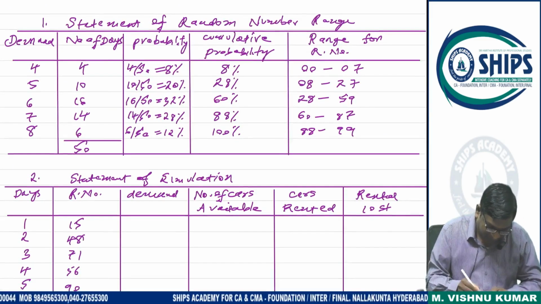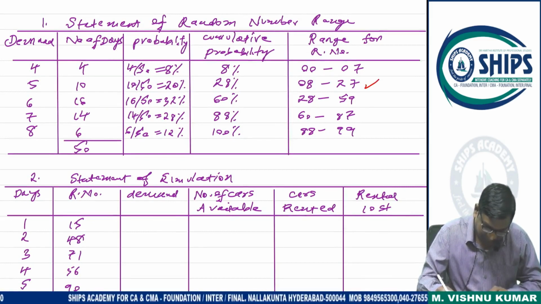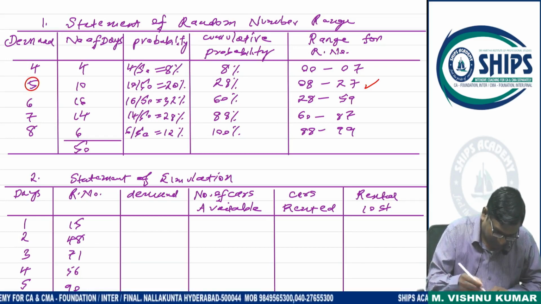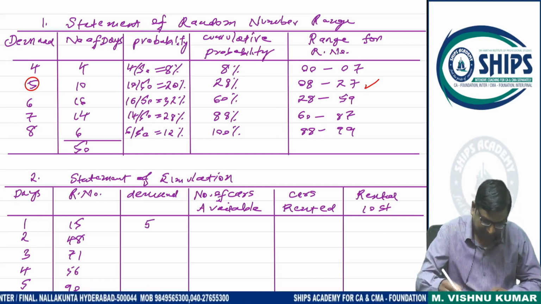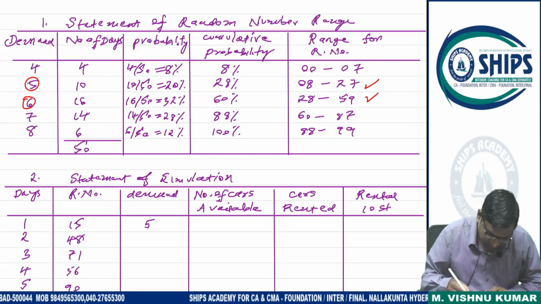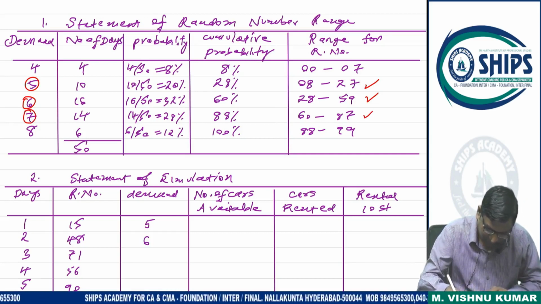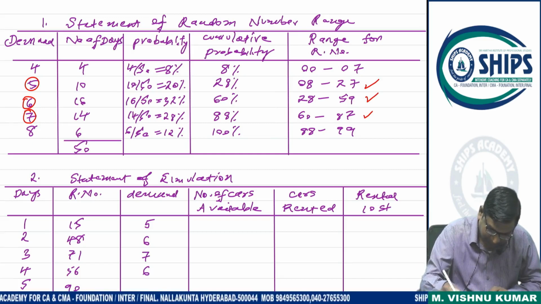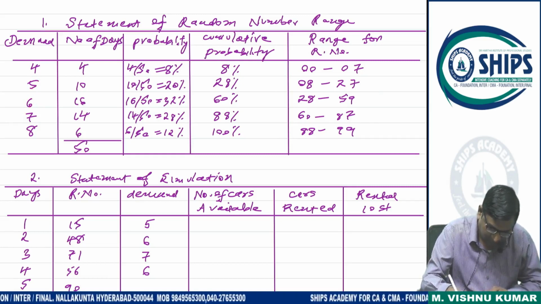Let's see, first 15. So this 15 is coming here in which range? Second. So what is the demand? 5, sorry. So we have to write 5 here. Okay. Next 48. 48 is falling here in, so 6. Next 71. 56, 90, 8.